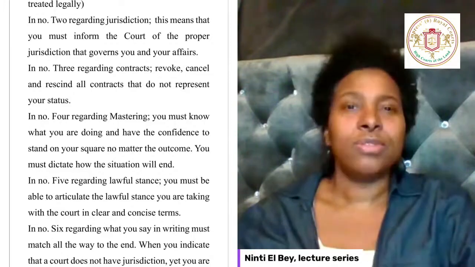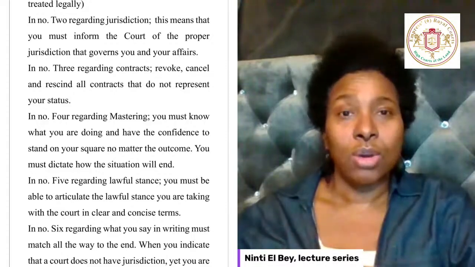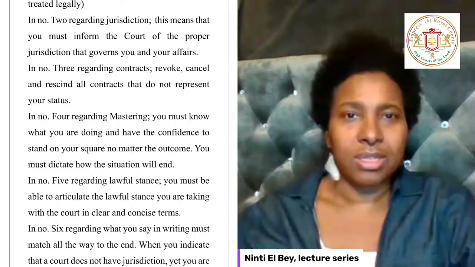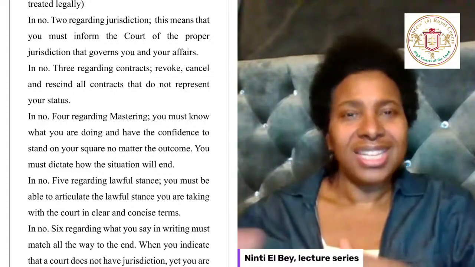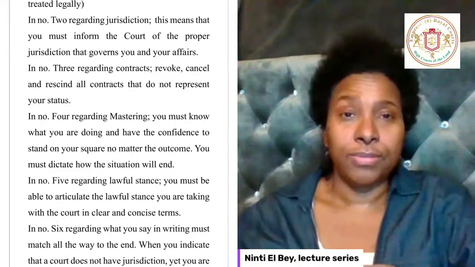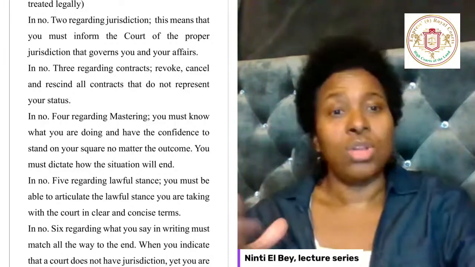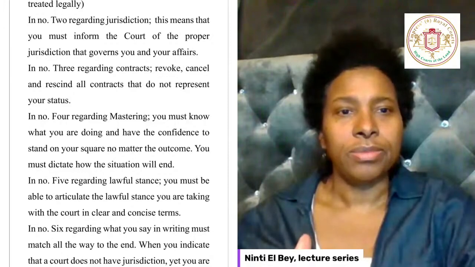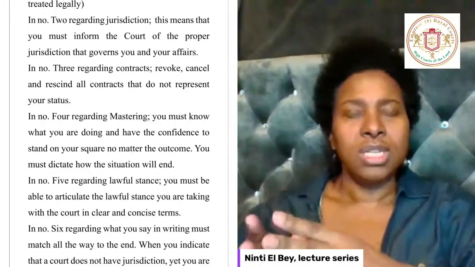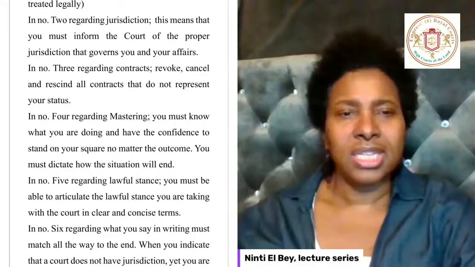So you have to build the confidence. You have to know who you really are, and you have to know how to handle being in these type of environments. Okay, because the main thing that they hang their hat on and how they force people to assimilate is by fear. Of course, at this time, they have the strong arm of the court. So that's where we get into number five. Okay, regarding number five, the lawful stance that you take. You must be able to articulate the lawful stance you are taking with the court in a clear and concise manner.